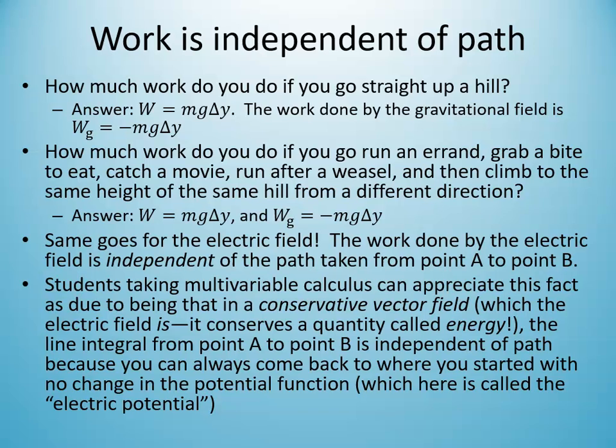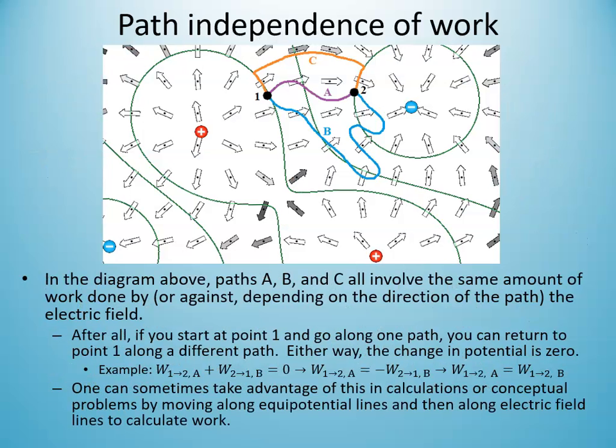Well, that is quite useful, and that's something that we're going to be coming back to in many situations. So think about just back to the gravitational field. Well, the work that you do if you go straight up the hill is just mg delta y. So the work done by the gravitational field is negative mg delta y if you're increasing your height. And similarly, if you are increasing your electric potential, the work done by the electric field is going to be negative.